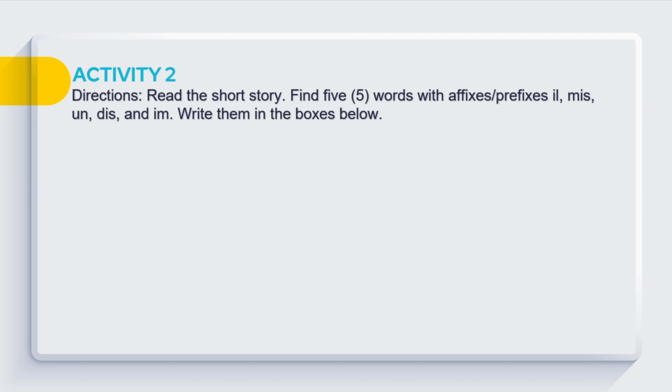Activity 2. Directions: Read the short story. Find 5 words with affixes or prefixes il, mis, un, dis, and im. Write them in the boxes below.